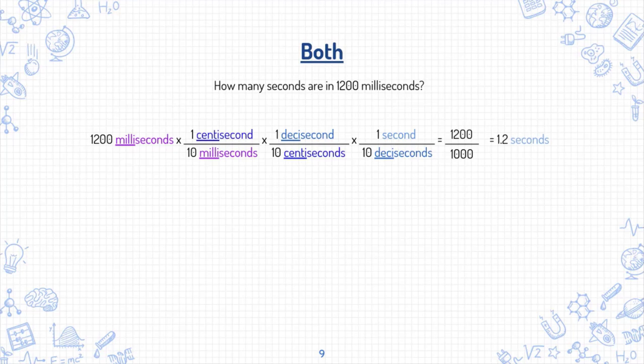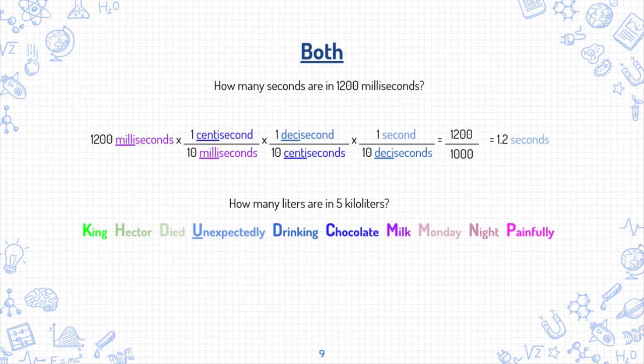Now, the second problem is about moving decimals. We are asked how many liters are in 5 kiloliters. Once again, we start with the given amount of 5 kiloliters. This time, we are starting from the bigger end of the metric system. We move from kiloliters to hectoliters, hectoliters to decaliters, and decaliters to liters. So, since we moved 3 times to get to liters, we move the decimal point 3 times to the right.